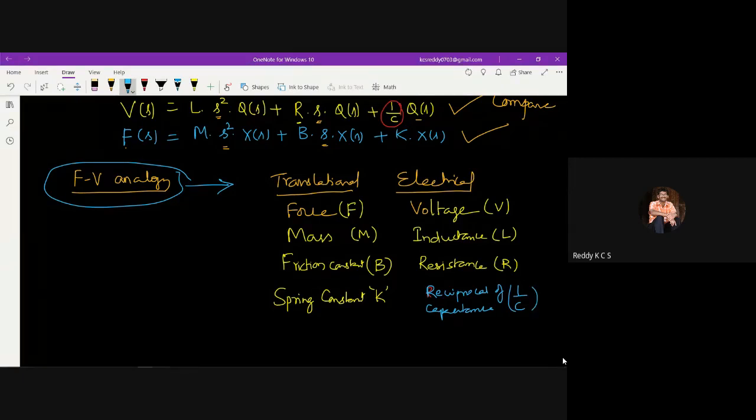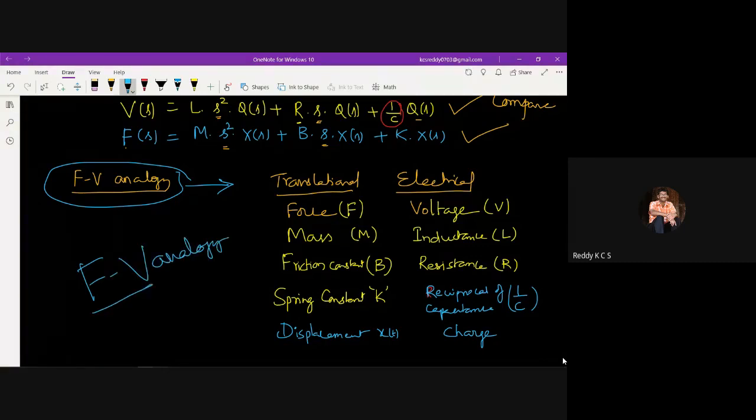Next is displacement, because X is the variable here. Displacement is the variable, whereas in the case of the FV analogy, which is the variable? Not the current. It is the rate of flow of charge. So displacement is X of t, whereas in this case, you can write it simply as charge. Okay. So this is the equivalent for the FV analogy.